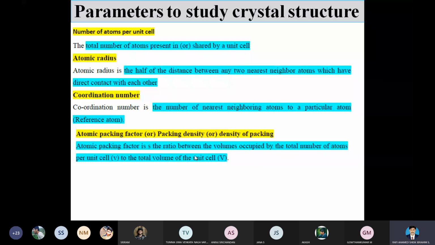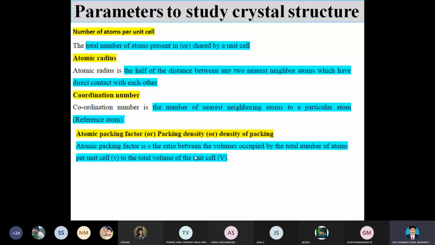How much of the atoms are occupied in this simple cubic structure, and how much vacant site is created in that simple cubic structure. So the first parameter is the number of atoms per unit cell. It is defined as the total number of atoms present in the structure. Whether we are having a single type of atom or a double type of atom, that is important. The number of atoms present in or shared by that unit cell.